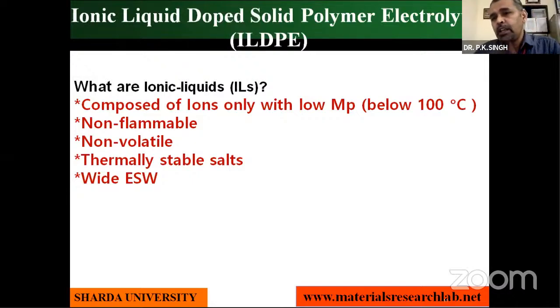Since I am not going to brief you about ionic liquids in general, particularly for use as an electrolyte in this polymer electrolyte, we are basically focused on ionic liquids which have low viscosity. I am going to tell you why we are focusing on low viscosity and hydrophobic ionic liquids. These two particular parameters of ionic liquids attract me as a researcher in polymer electrolytes. Some common useful properties of ionic liquids are already in the literature: they are composed of ions only, with low melting point below 100 degrees centigrade, non-flammable, non-volatile, and many more. Wide ESW, electrochemical stability window, everybody knows about that.